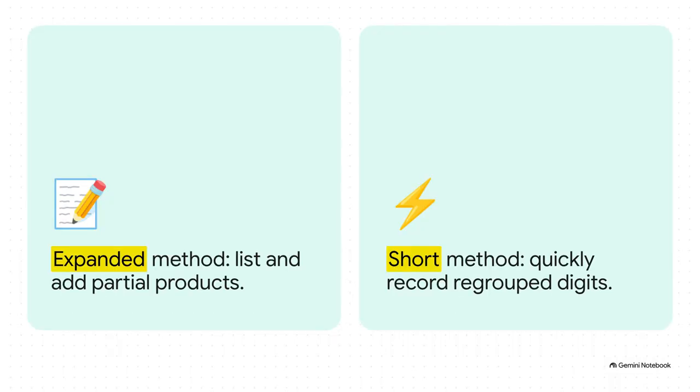Now, as you get a bit more confident, you can try setting these calculations up in columns. On the left is the expanded method. For 24 times 3, you list the partial products, so 12 and 60, and then add them up. But for a really brilliant shortcut, you've got to try short multiplication on the right. For 27 times 2, you do the multiplication, but neatly record the regrouped 10 underneath the tens column, so you can just add it in later. It's a real game changer.